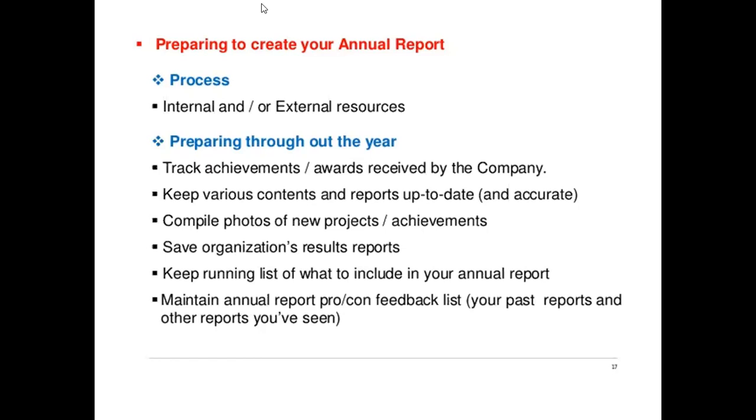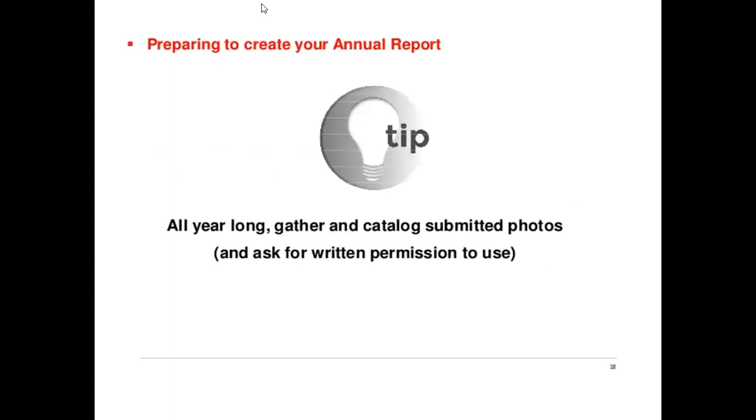Their record will save you, and you can easily make your annual report at the very end. Keep running the list of what to include in your annual report. Maintain annual reports, pros and cons of your feedback, your past reports. You can see them and get an idea how to improve the next one. So keep a record of everything you are carrying out in your company, so that you can make it easily. That's why it is important.